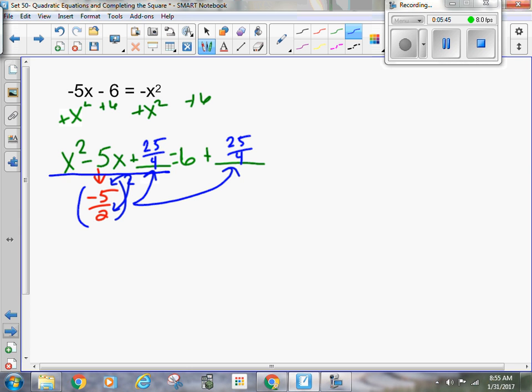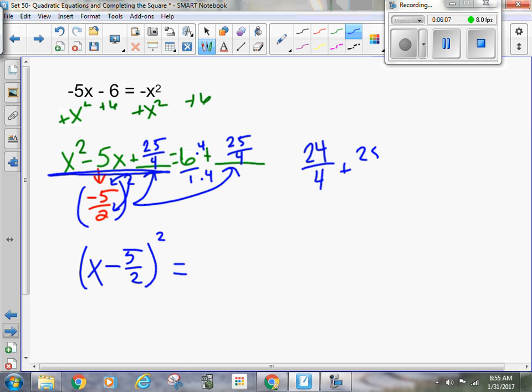Remember, all of this stuff here is going to be easily rewritten as x minus my 5 over 2, or x plus or minus my half a b term. Okay, so 6 doesn't have a denominator, so we're going to times everything by 4. We end up with 24 over 4 plus our 25 over 4. So that gives us 49 over 4.